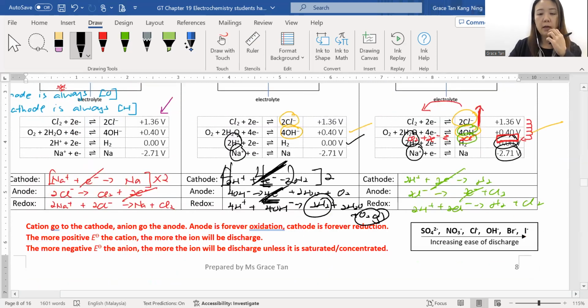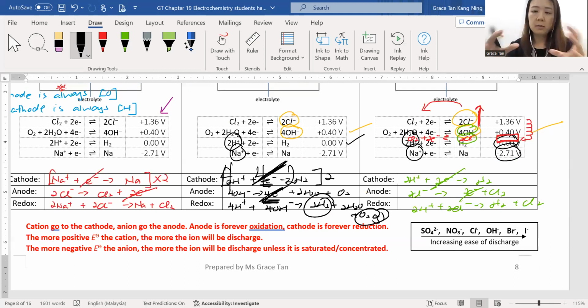Now, before I end this video, you may want to go through a couple of statements that I've written down here and the principles that I've brought up in this video. There's another thing I want to bring up here. It's the box at the bottom right corner. You have a series of anions, which is given in your textbook, Cambridge Press.